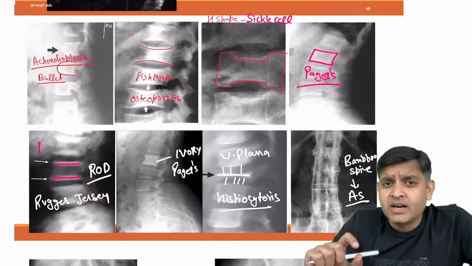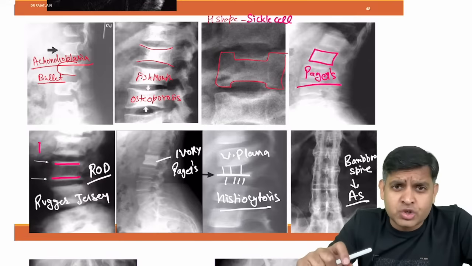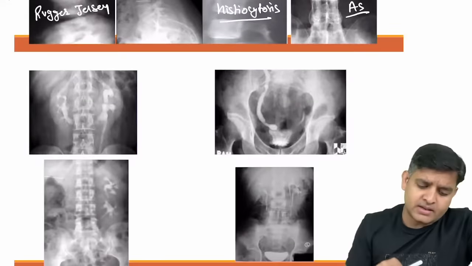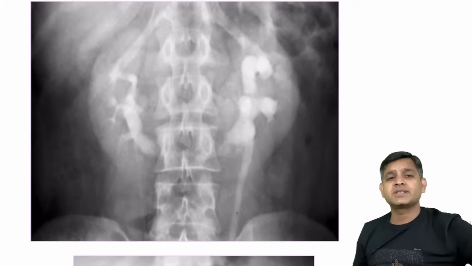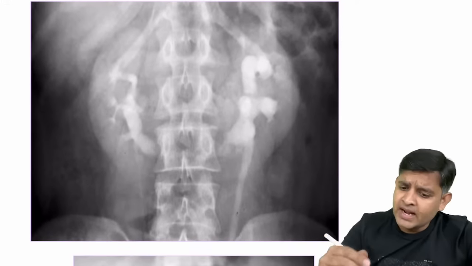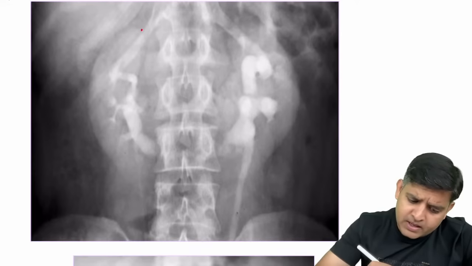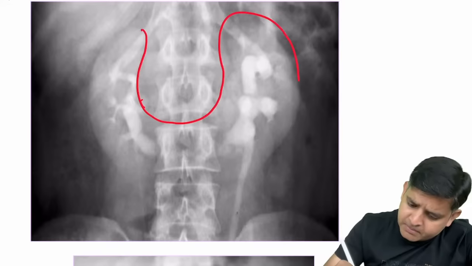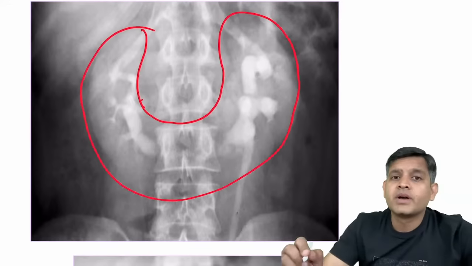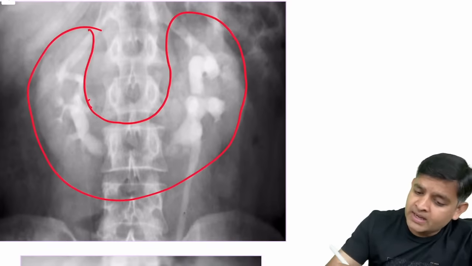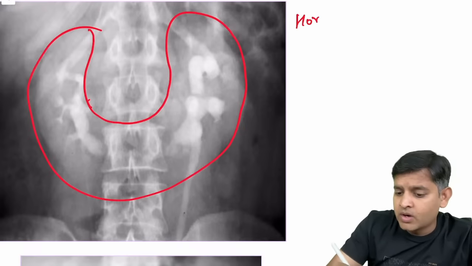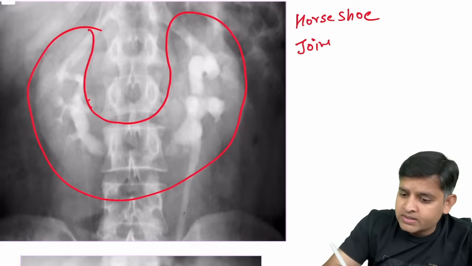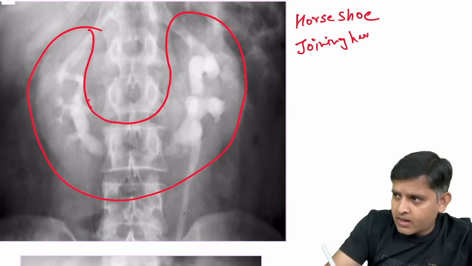We have already seen how an IVP, MCU, RGU looks like. Now let us see some of the diseases in these X-rays. So first see this. What is happening here? This is an IVP. What do we see in this IVP? We are seeing that the two kidneys are joined in the midline like this. When the two kidneys are joined in the midline like this, this is called as horseshoe kidney. This is also called as joining hand sign.